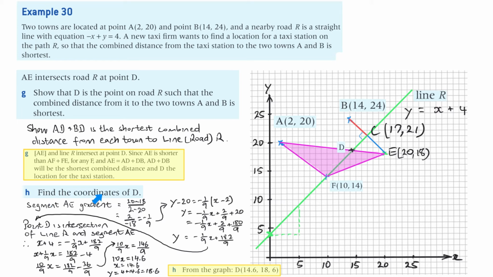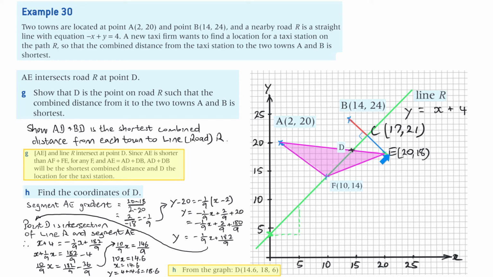And let's look at H. Find the coordinates of D. Well, if we want to find the coordinates of D, we know the equation of this green line here. That's y equals x plus 4. So what we need to do is to find the equation of this line and then find where they intersect. Well, we've got 2 points on this line, so we can find the slope, or the gradient. The gradient is going to be y2 minus y1 on x2 minus x1, and that came out to be 2 on minus 18, which is minus 1 on 9. So this slope, we expect it to be negative, and it's not a very steep slope. So that's 1 on 9, so it's minus 1 on 9.